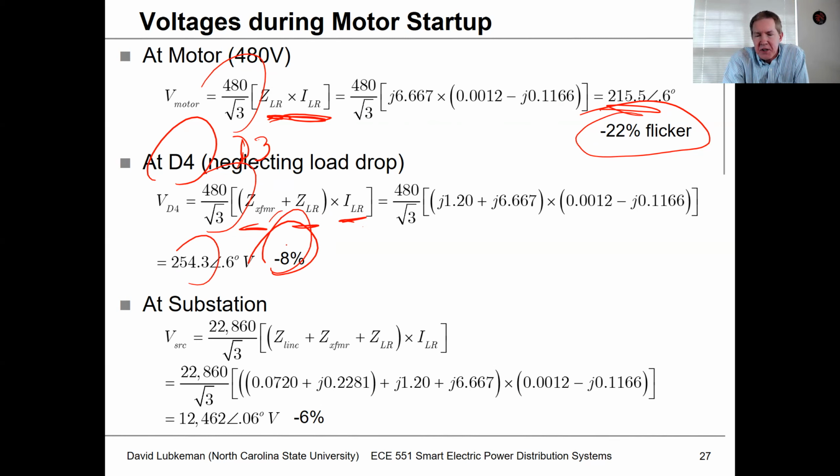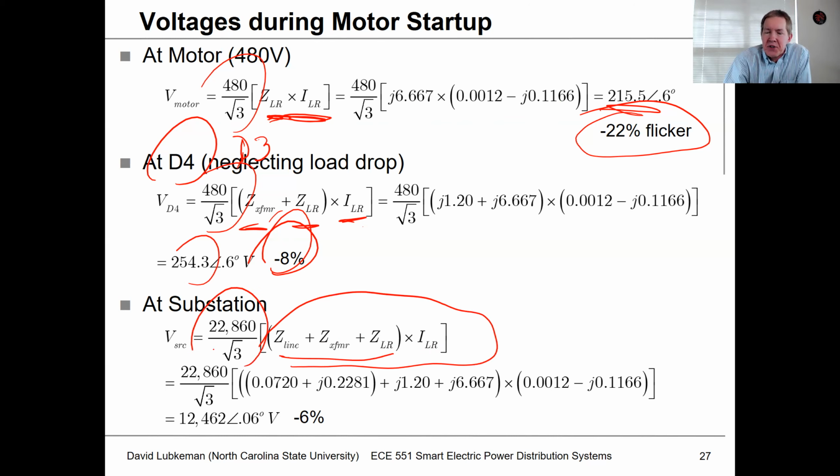At the substation, you could do this a couple ways to get the substation bus voltage. Either I could take the substation voltage and subtract off the substation impedance times the locked rotor current, or I could just simply work back from the motor, take the summation of all the impedances, and sum them together. This time I want this on the primary voltage side.